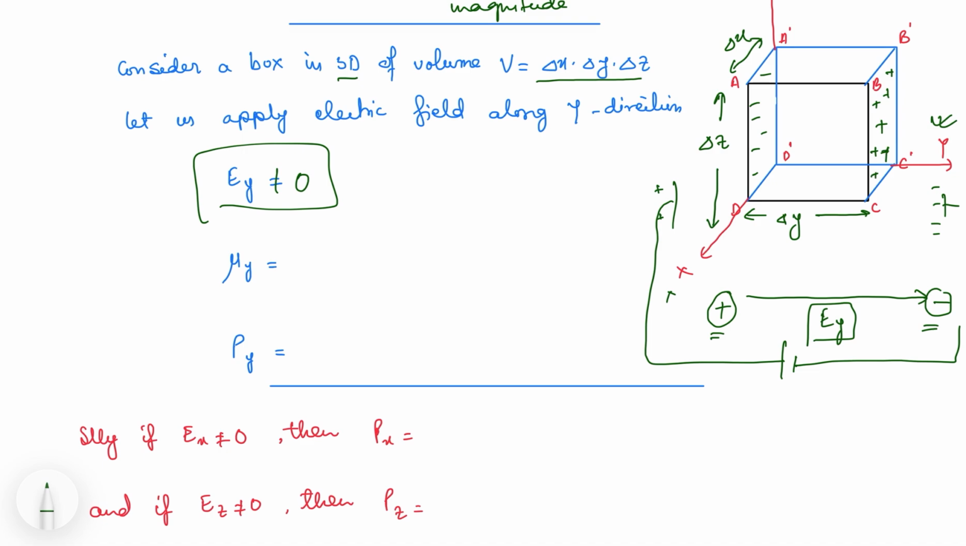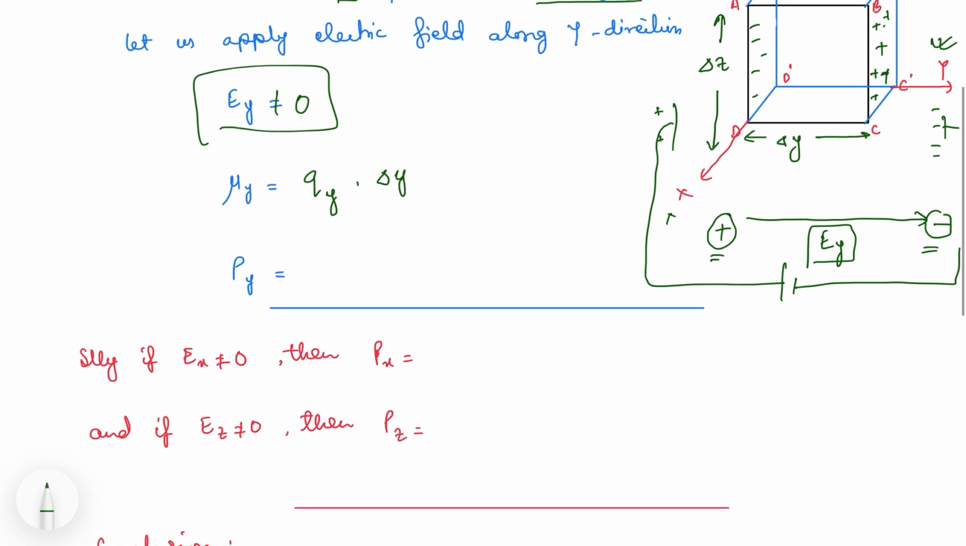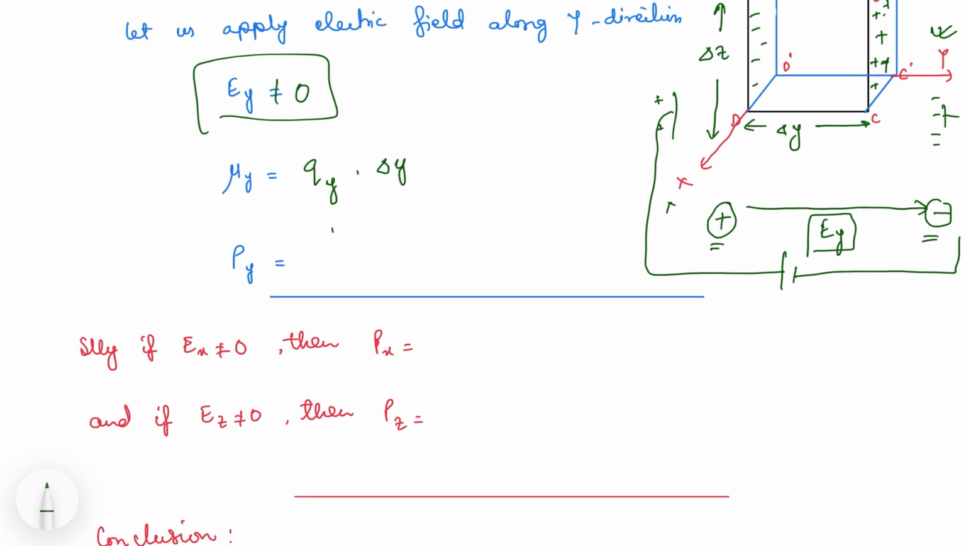So this will create a dipole moment. Obviously the dipole moment is the charge on the y direction faces, say the right face or left face, multiplied by the separation. Now what is the separation between the left face and right face? Delta y. So this is the dipole moment, Qy times delta y. So what is polarization? Dipole moment per volume. What is the volume? Delta x, delta y, delta z. The delta y component will cancel, so we have Py equal to Qy by delta x into delta z.